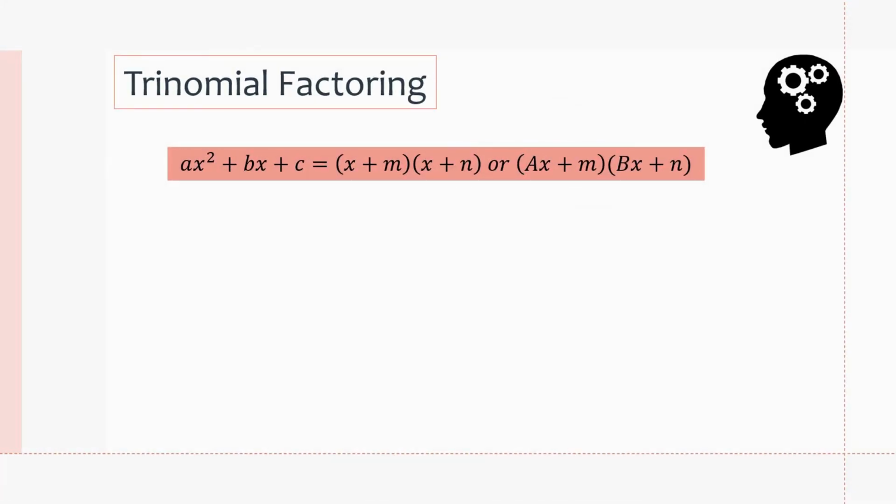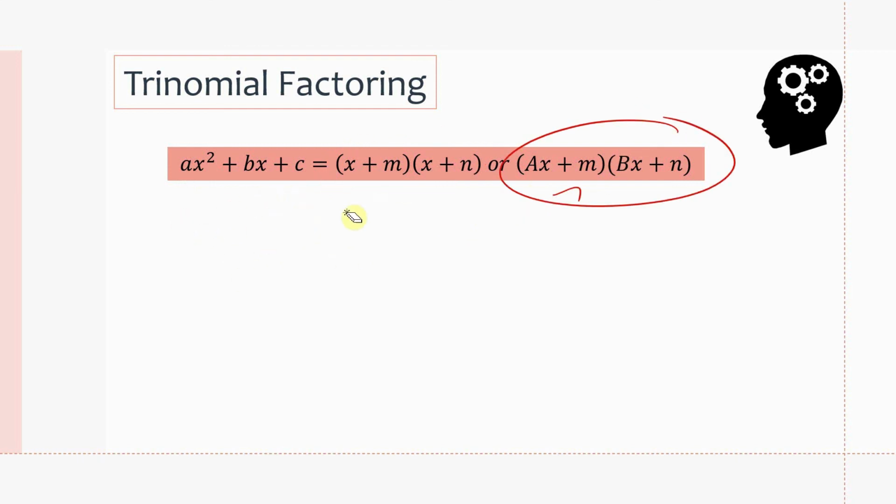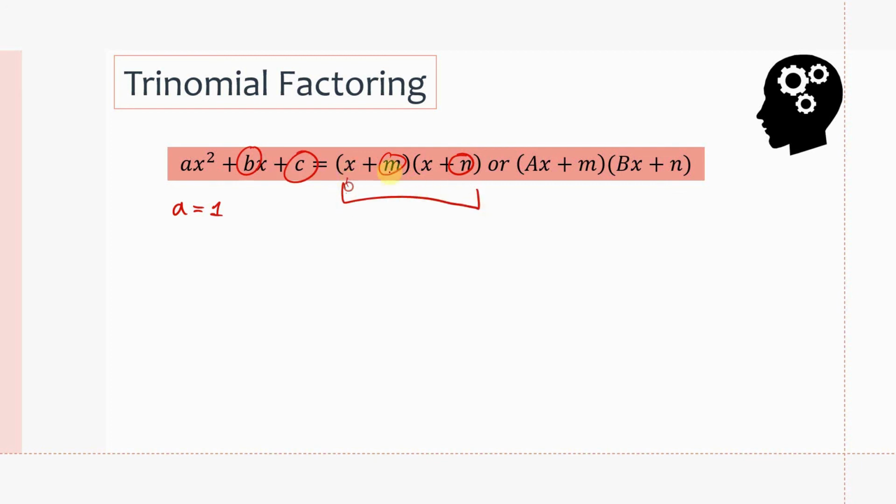Lastly, we have trinomial factoring, which again, we've gone over in the review. And for trinomial factoring, if the a value, this value right here, is 1, we want to put it in this form. If the a value is not 1, right, we want to put it in this form. Okay? So, if the a value is 1, remember, we want to find two numbers, m and n, which add up to b and multiply to c. And then we put it in this form, right? The variable plus the first value, variable plus the second value.